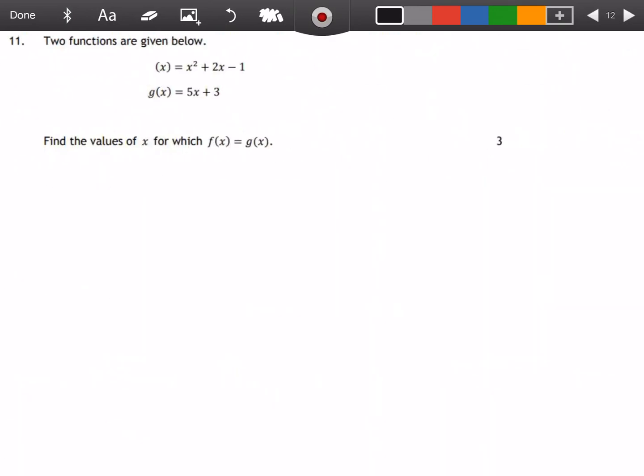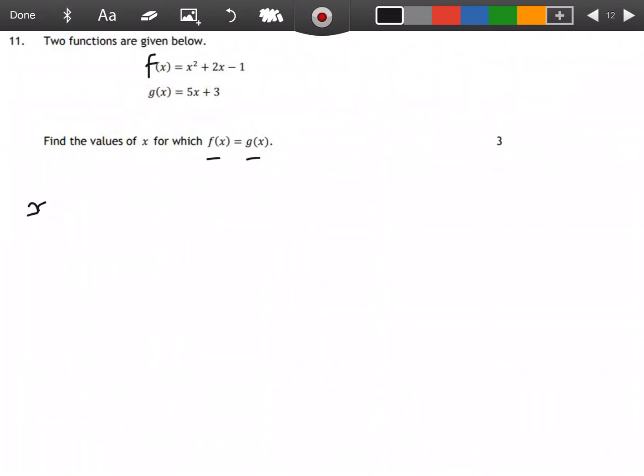Number 11. 2 functions are given here. Find the values of x for f(x) equals g(x). Oops, that's f(x). I don't know what happened there. It's been printed out right. So we have to put them. It says f(x) equals g(x).